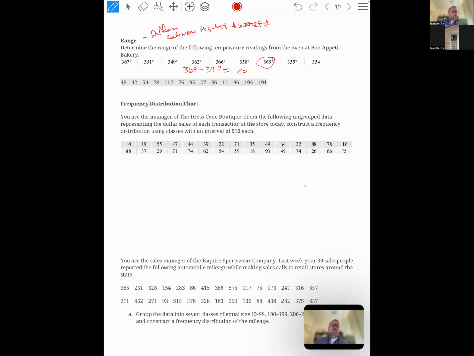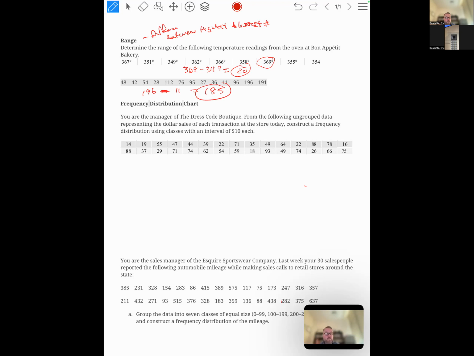So my range on this first one is 20. And then on my next data set, my lowest number is 11 and my highest number is 196. So 196 minus 11 equals 185. So that is my range. So all the range is, is the difference between your highest number and your lowest number. What is the range of your data set?